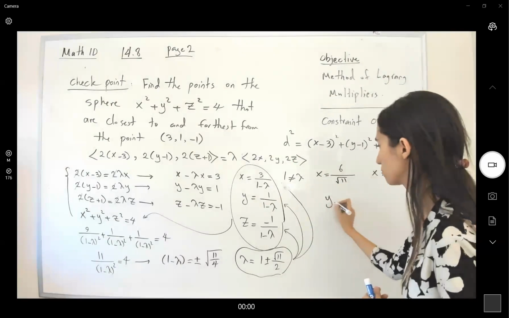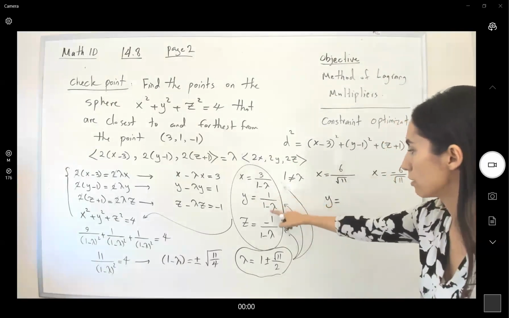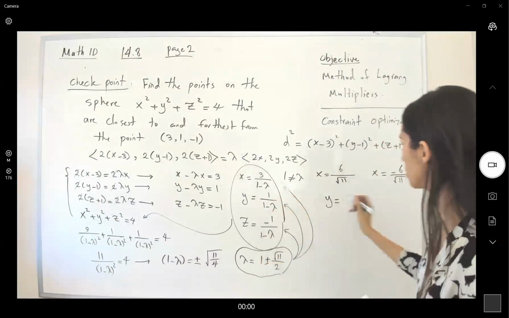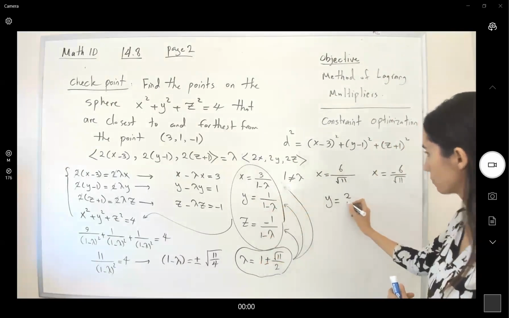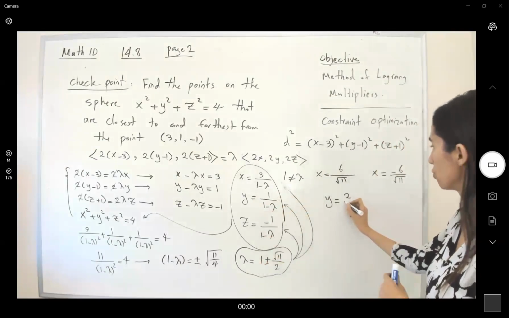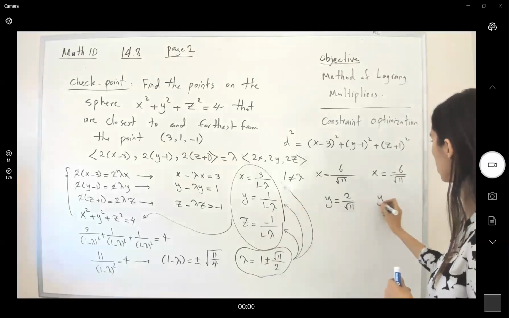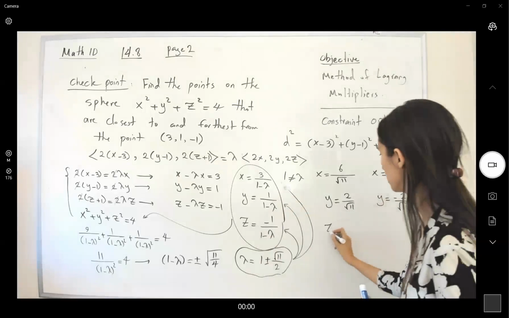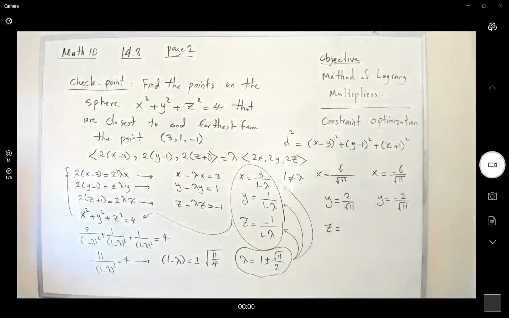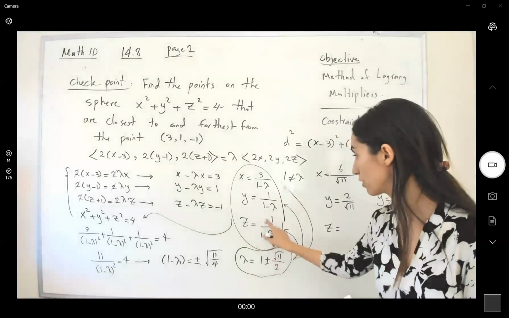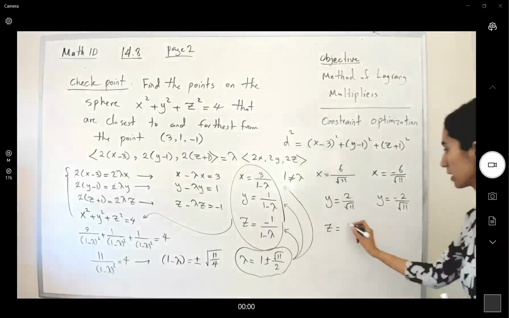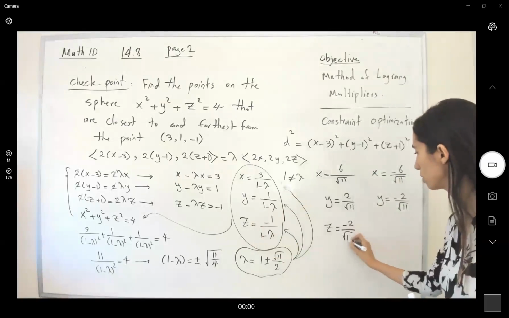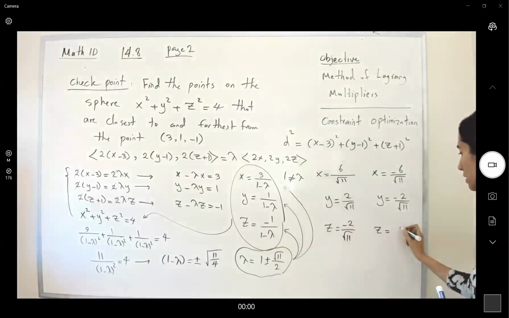Okay. Then what else do we have here? For y, we get 1 divided by 1 minus 1. So you get 2 over square root of 11. And your other y is negative 2 over square root of 11. And then for z, if you plug in, you have a negative sign on top of it. So you get negative 2 divided by square root of 11. And your second z is 2 over square root of 11.